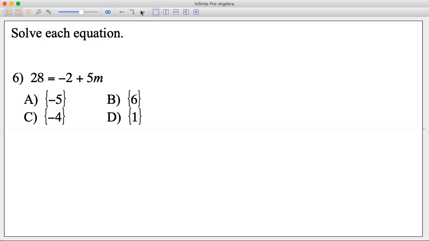Okay. How do we get rid of -2? You add. Add 2 to both sides. Once again, if we divided everything by 5, you're dividing 28 by 5 and -2 by 5. You don't want that pain.